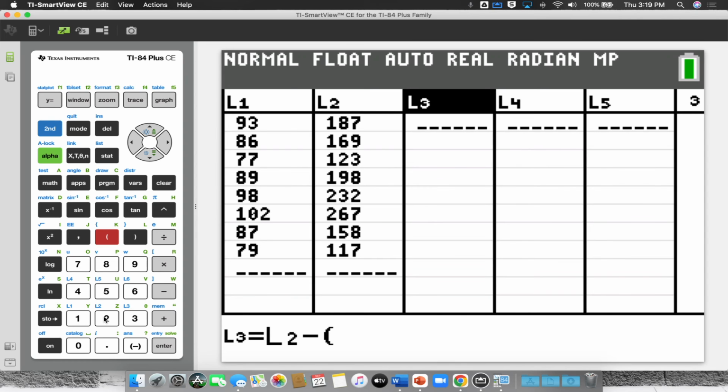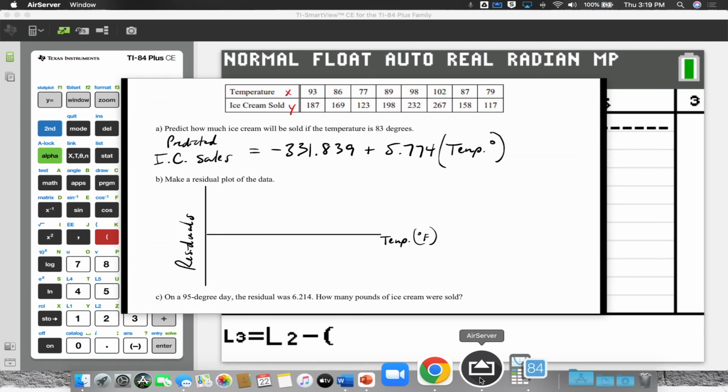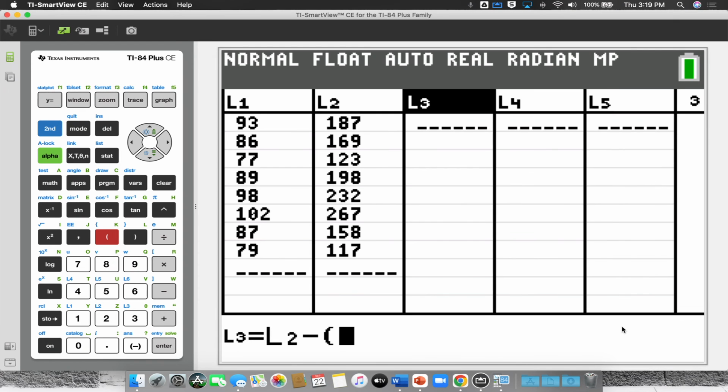Well, we calculate them just like you did in part A. In part A, you calculated it by plugging in the number. In this case, the number for part A was 83. You plugged 83 into your equation and you got a number. Well, we're going to do that, but we're going to do it for the entire list. So I need my equation first.